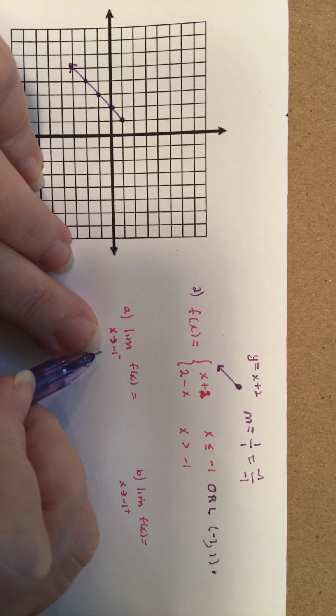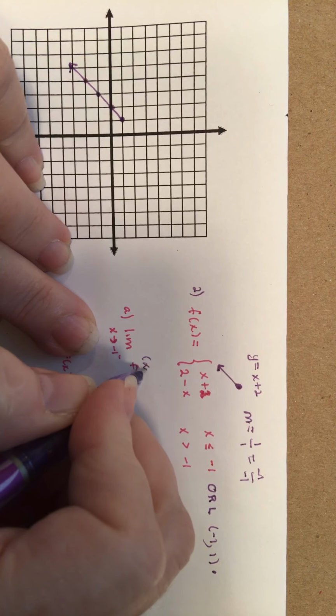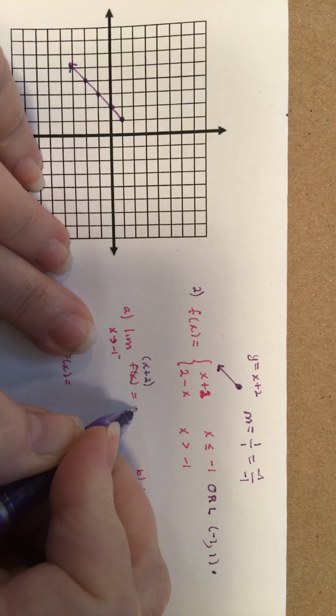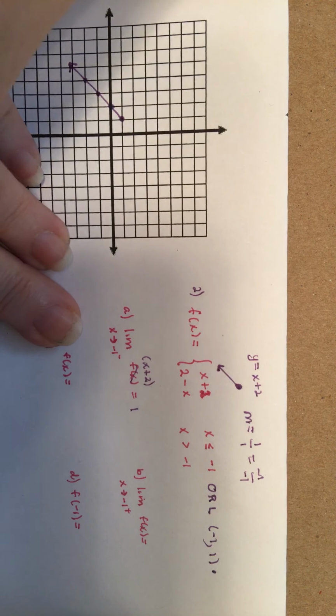But as I approach -1 from the left, this will be an x plus 2. -1 plus 2 is 1. Notice it matches the endpoint every time.